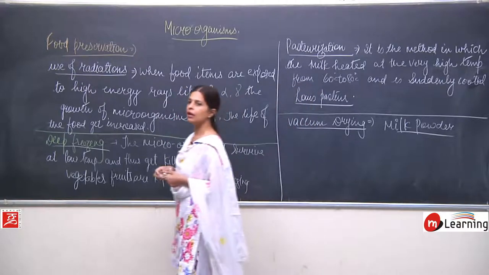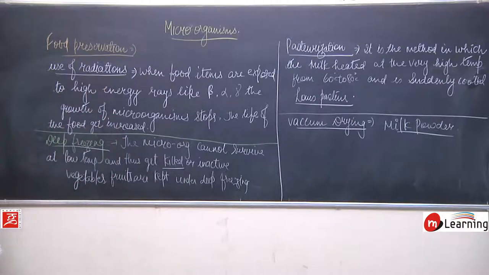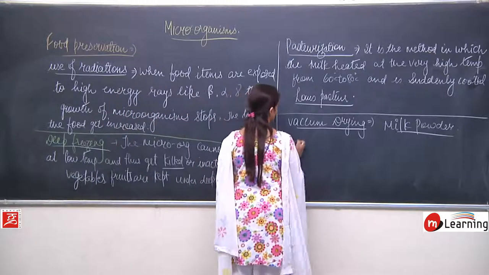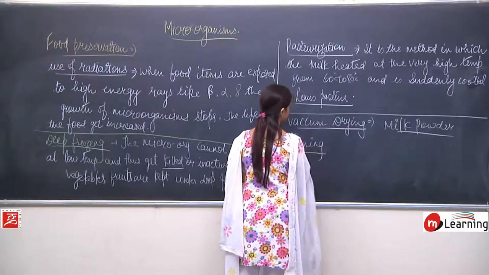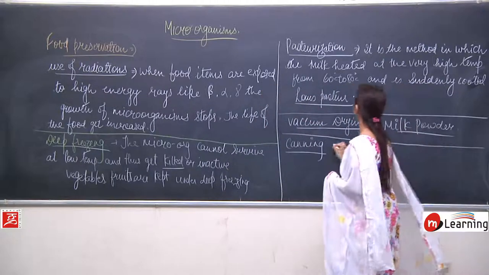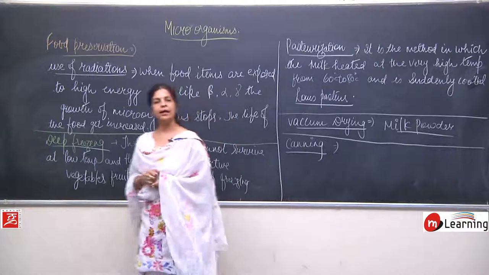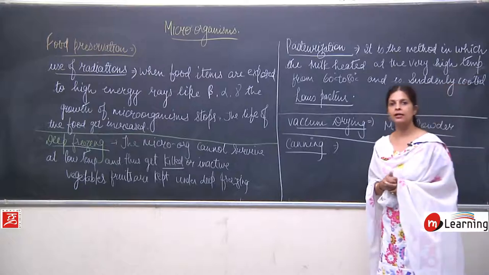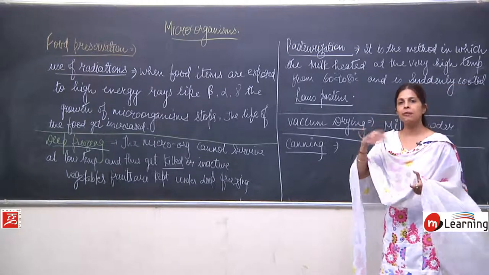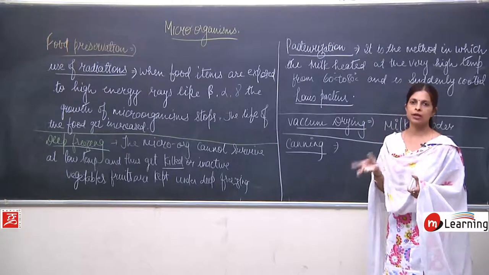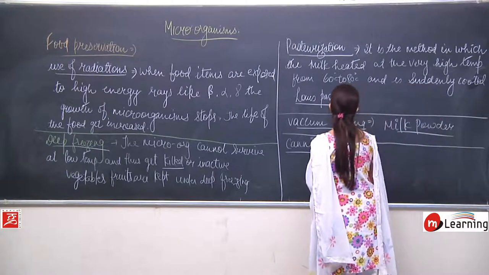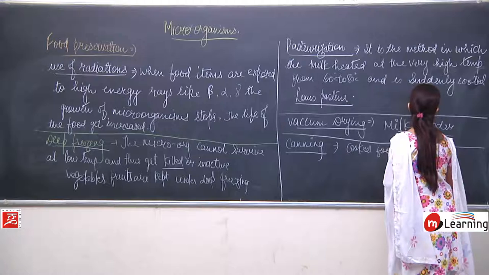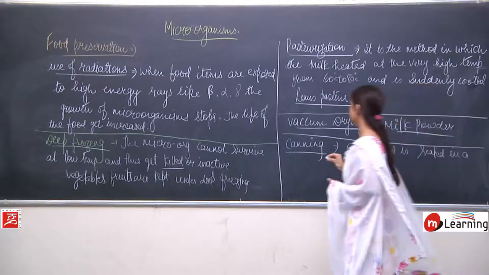Now we'll talk about certain other methods, which includes canning. This is also very common, and we all know what canning is. In canning, the food is stored in a tin, and as discussed earlier, the tin is already sterilized. It is made free of microbes, and the cooked food, depending upon the food item we are talking about, is sealed in a tin.